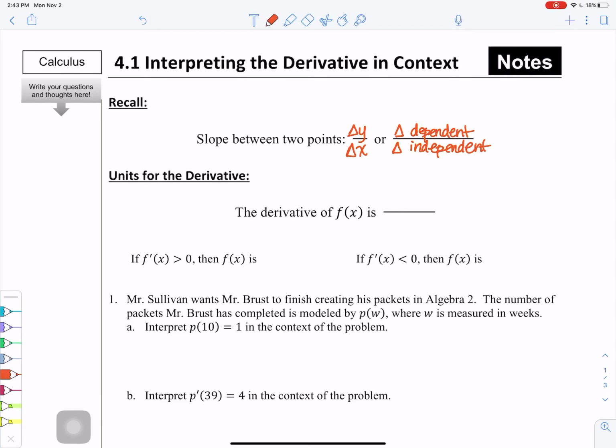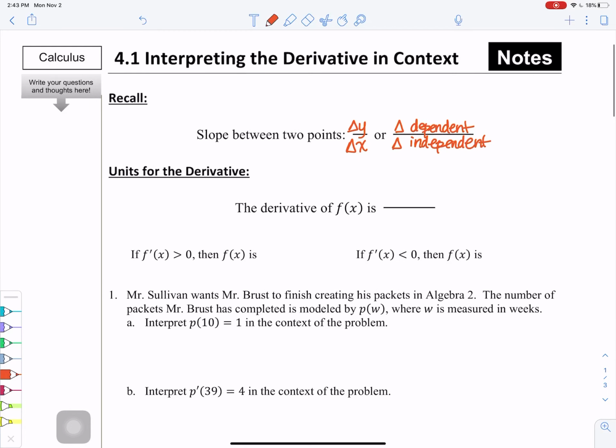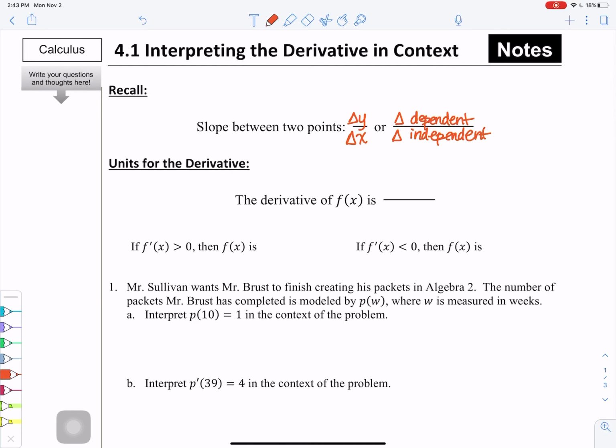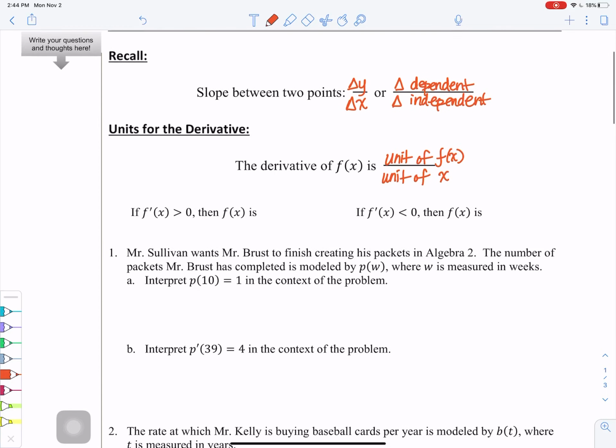It's important because we look at the units of each one of those. So you could think of the derivative of f of x is whatever the unit of f is going to be divided by the unit of your x. What's your independent variable? I'll put f of x here. So it is definitely something we need to be aware of for our units, okay? We'll work some examples here.